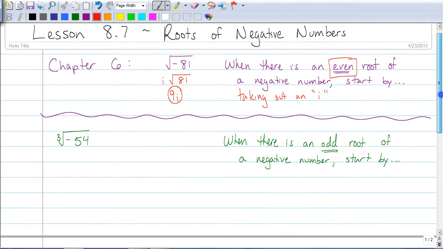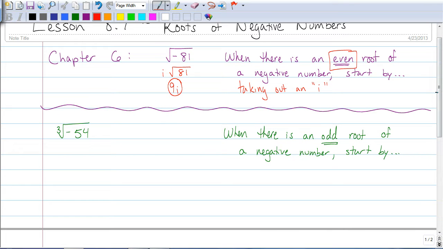And actually for these, it's going to be really easy. When there's an odd root of a negative number, we're going to start by taking out a negative. And again, this is when we're dealing with an odd root. So here I look at this cube root of negative 54, the cube root, that's an odd root. So I'm going to start by saying, well, I know my answer is going to be negative. And now that's a positive 54. And so now we're going to take the cube root of 54, so we're going to do exactly what we've been doing. We're going to create a factor tree here.